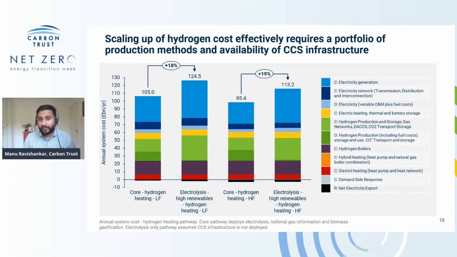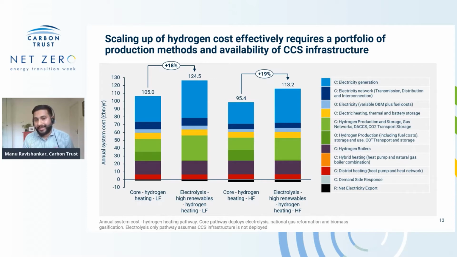Now, focusing on the first two columns, we can see that the whole system cost increases by around 18% in the case of the scenario where CCS is not available and hydrogen production is just from electrolysis. Now, the same effect can also be seen in the third and the fourth column, but it is important to note that the whole system cost, even when CCS is not available, is lower by about 11 billion pounds per year.